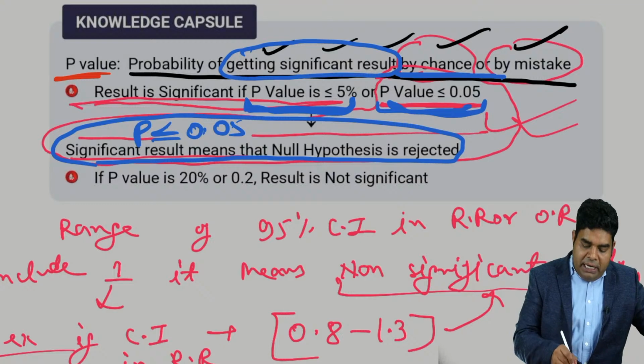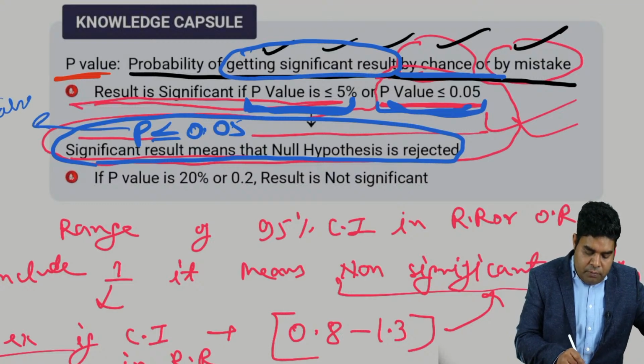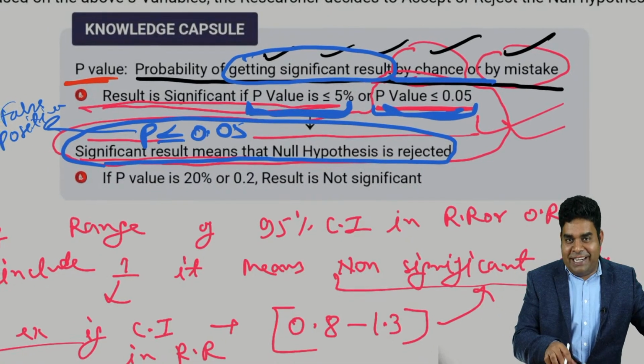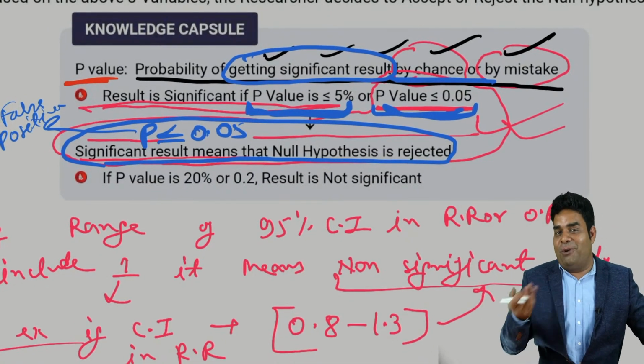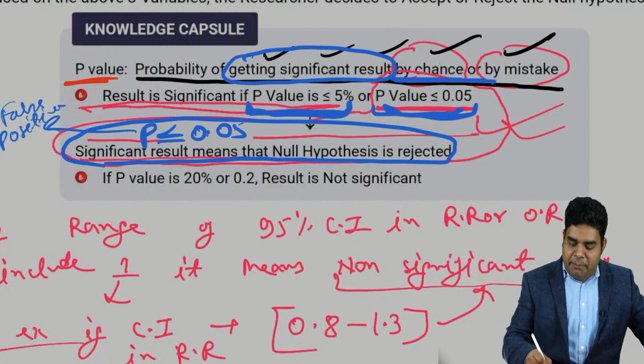P-value also means false positive. Like on that day, with my batchmate's look, I was getting a positive vibe, but it was a false positive vibe because it was just coming by chance.